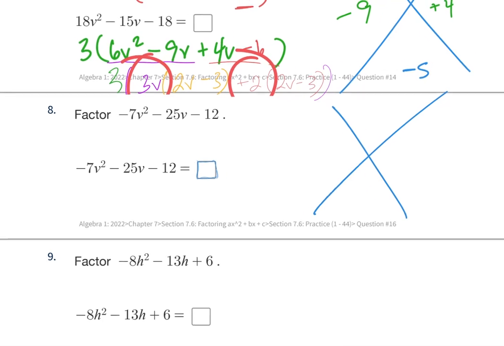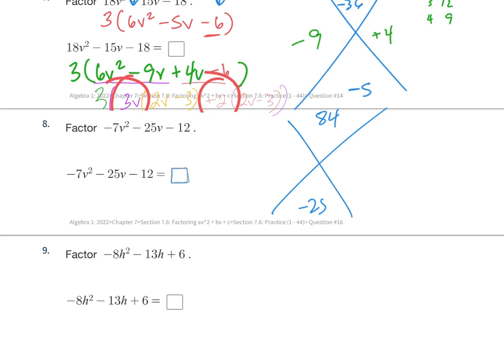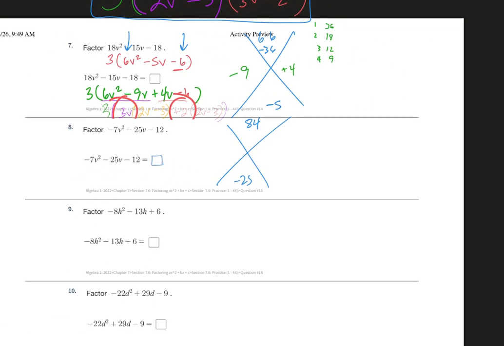Negative 7 times negative 12. That is negative 84. I'm sorry, positive 84. And B is negative 25. Okay, factors of 84. Here we go.